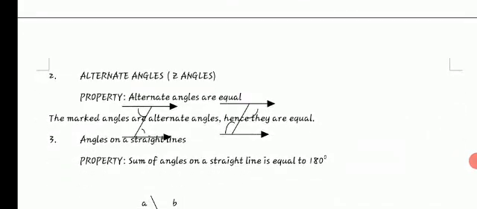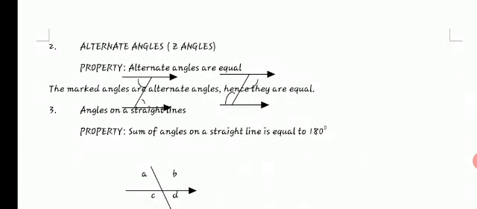The second one is alternate angles. We call these Z angles. The property: the alternate angles are equal. So as you can see, the marked angles there are alternate. Hence, they are equal.